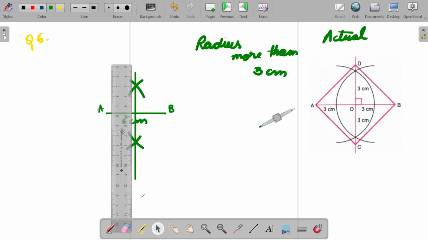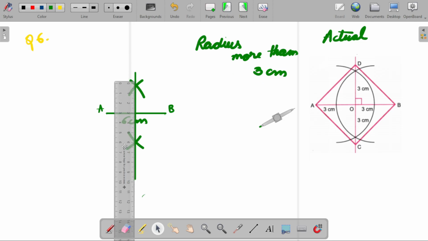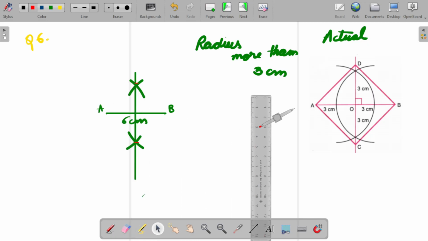After joining the points, we'll make sure that the line above the center point should be 3 centimeter. We will mark a point here. It should be 3 centimeter, and down also it should be 3 centimeter. We'll take these points at 3 centimeter as C and D. So this point is C and this point is D. Now we will join all these points with the help of a ruler.